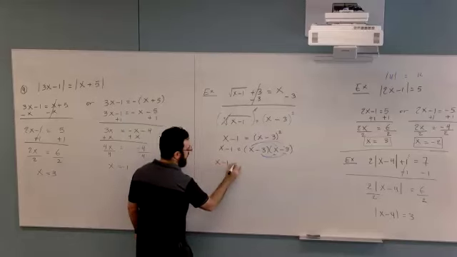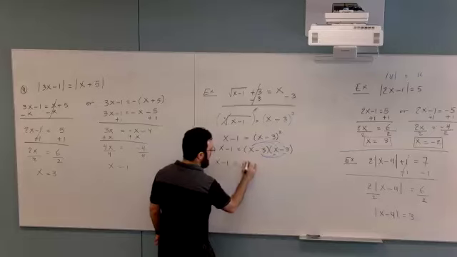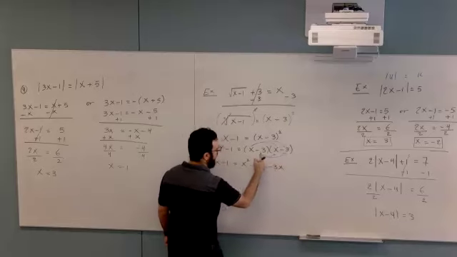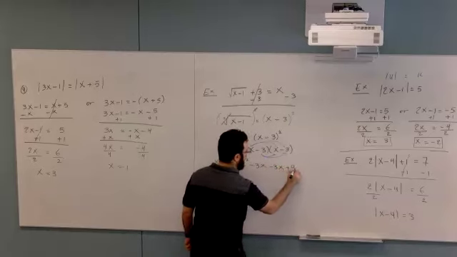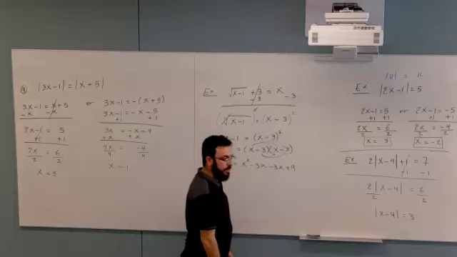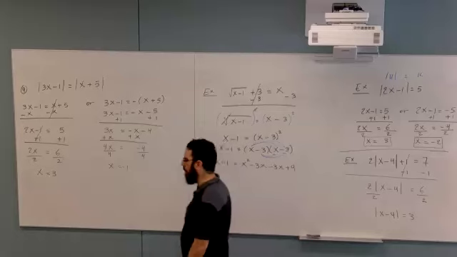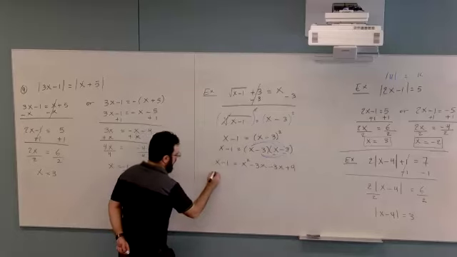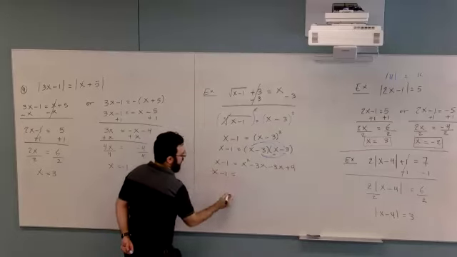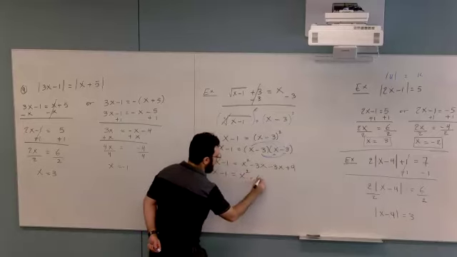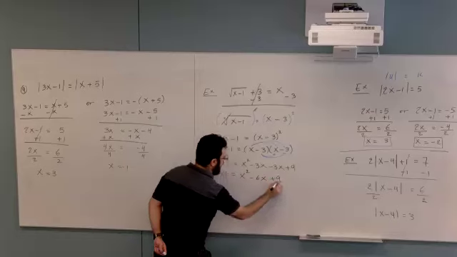So x minus 1 is going to be equal to x times x squared minus 3x minus 3x plus 9. Is that okay so far? Next step, combine like terms. So x minus 1 is going to be equal to x squared, negative 3, negative 6x plus 9.